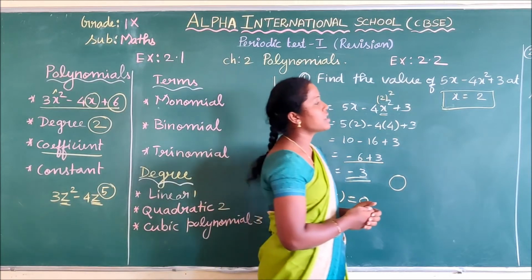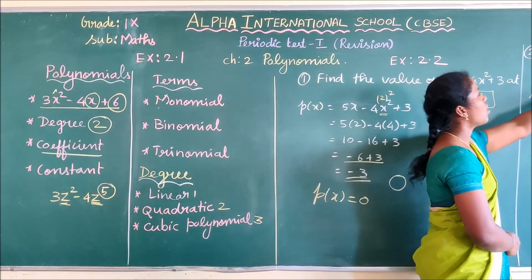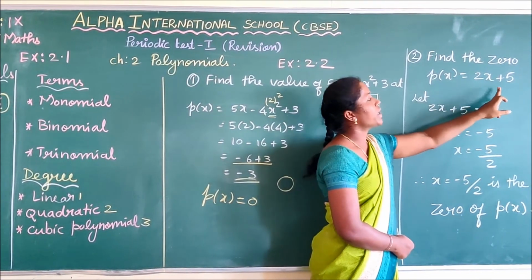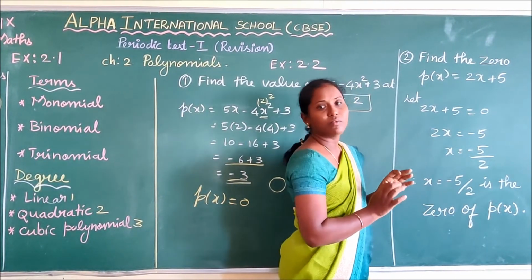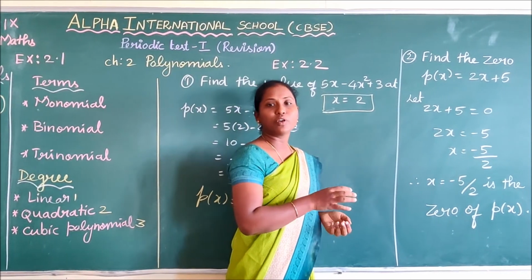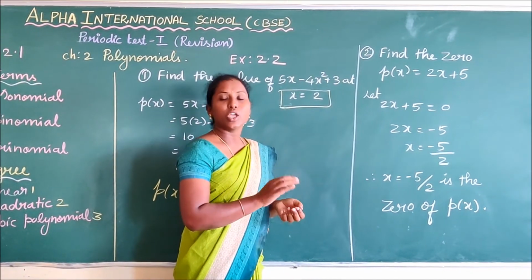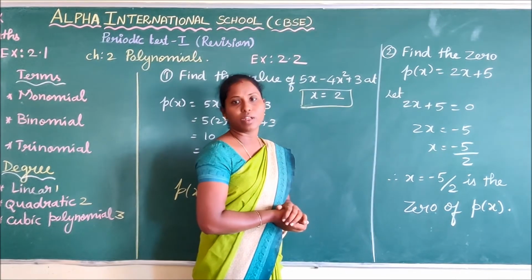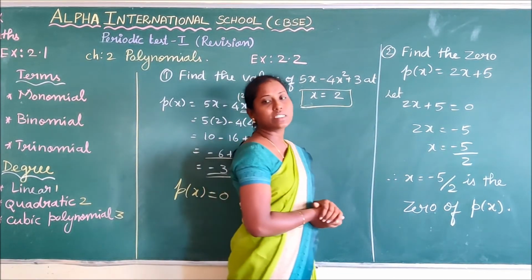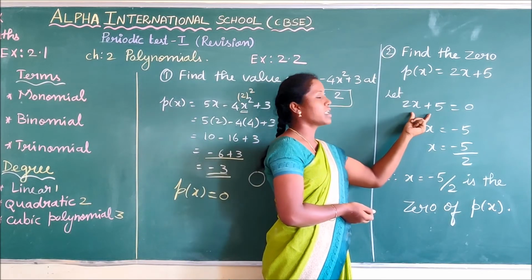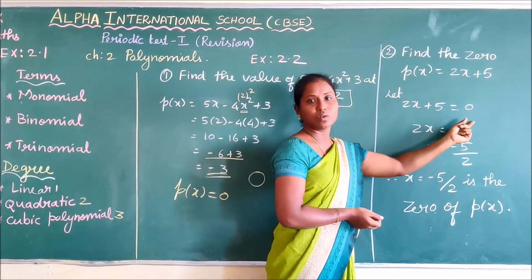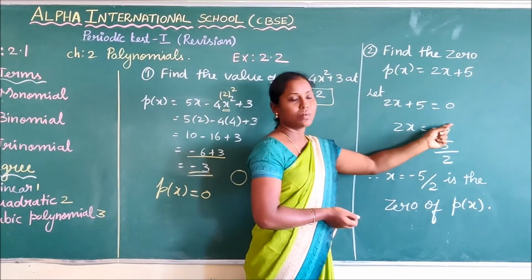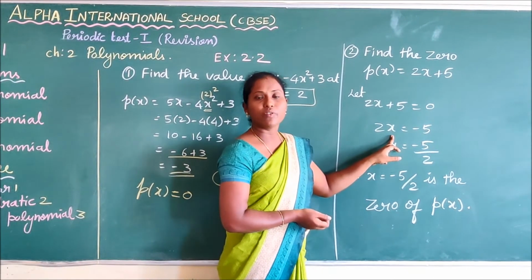Okay, so the next example: find the zero of the polynomial p of x is equal to 2x plus 5. Here the value for the variable is not indicated. You are supposed to find the zero of this given polynomial. How to find it: take the given polynomial equal to 0. So 2x plus 5 equal to 0. Here we want to find the value of x.